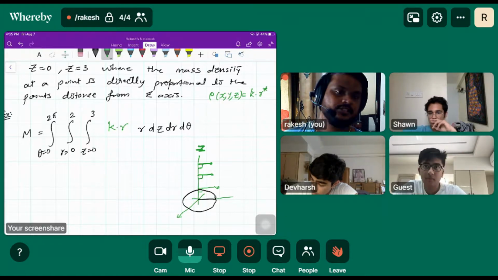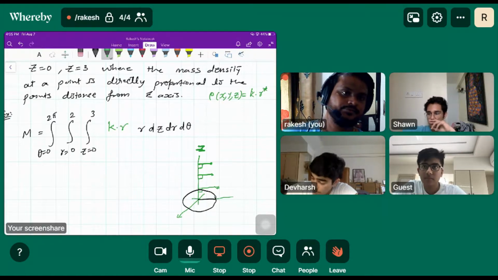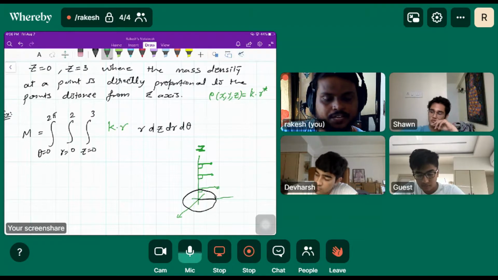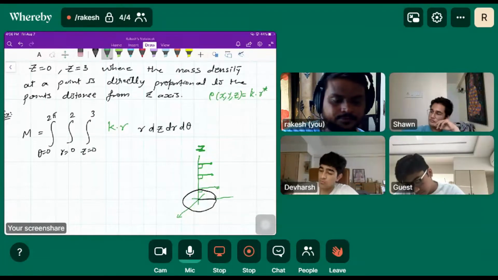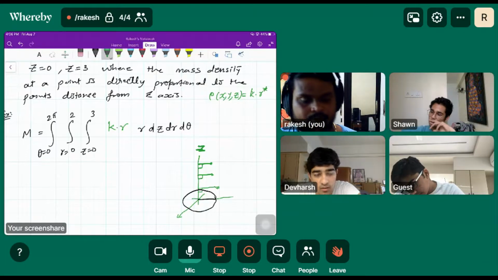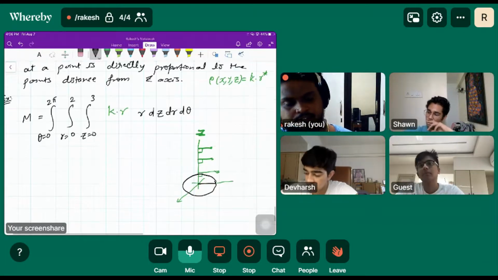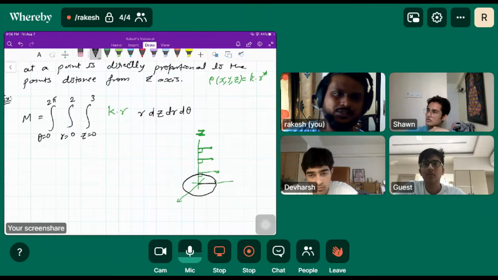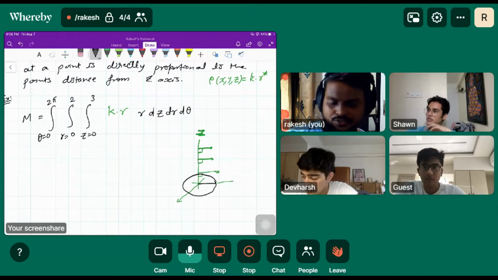Did you understand this? Okay, so calculate this. 16 k theta here. Whatever, we won't waste time here. You can do that as homework.